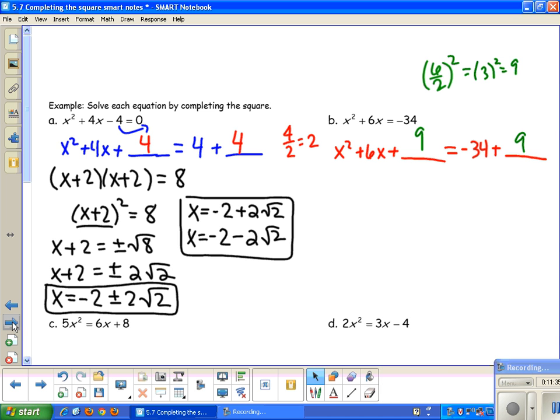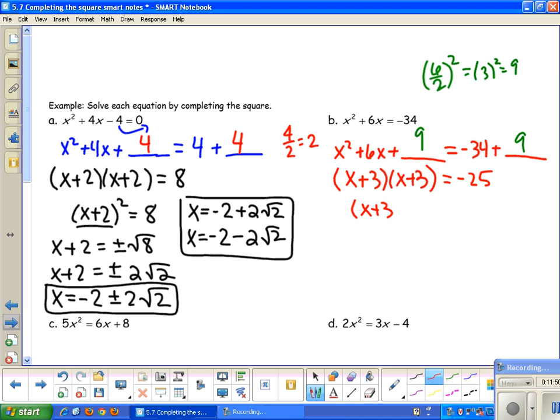And then I want to factor my equation. So when I factor my equation, it's always going to be half of the linear term. So this would be x plus 3, x plus 3. And then negative 34 plus 9 is negative 25. And then x plus 3 becomes x plus 3 quantity squared. That's going to help us get rid of that squared so that we can solve for x. So now I can take the square root of both sides, so don't forget your plus or minus. So x plus 3 equals plus or minus the square root of negative 25.